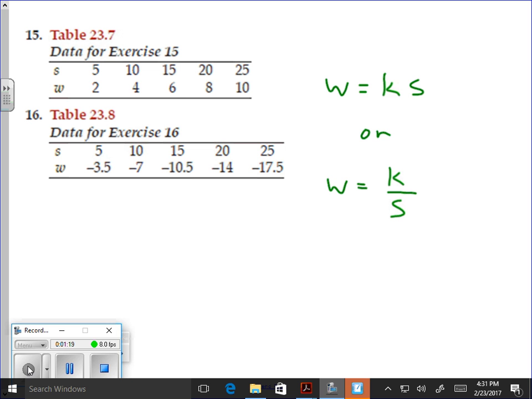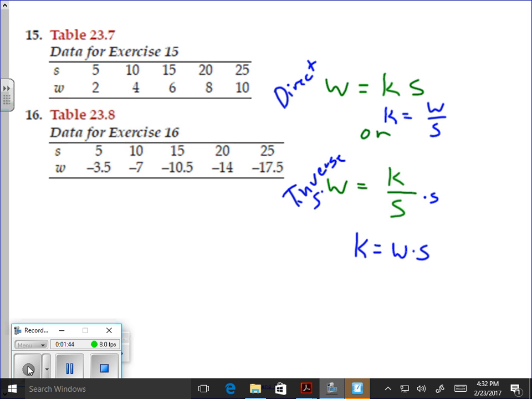So K, in the directly proportional versus inversely situation, K would be equal to W divided by S every single time. And in inversely proportional, K would be equal to W times S. Times S on both sides, or divided by S on both sides, we get K by itself. So it ought to follow this pattern or this pattern every single time.